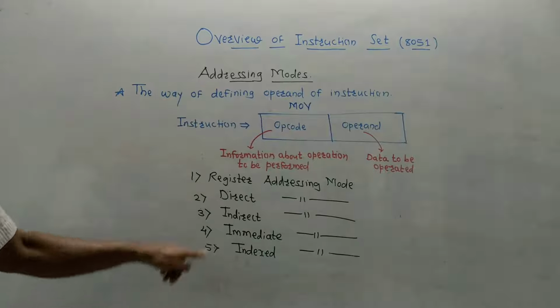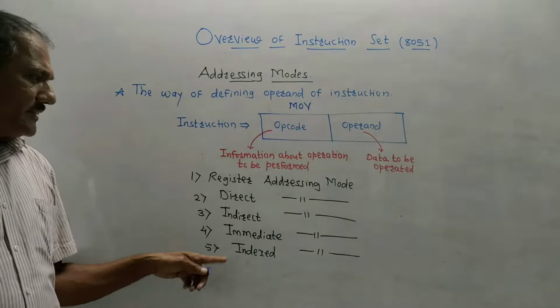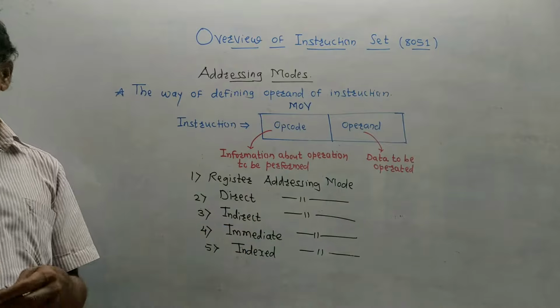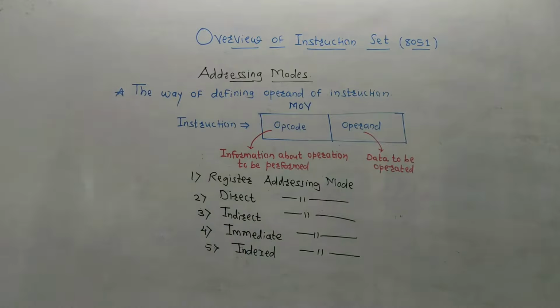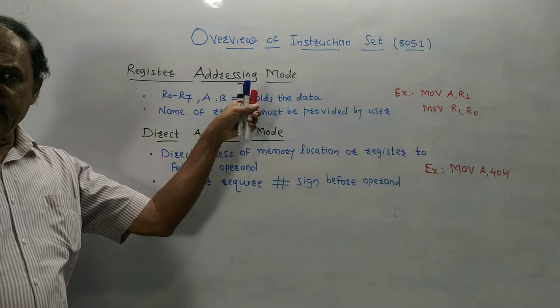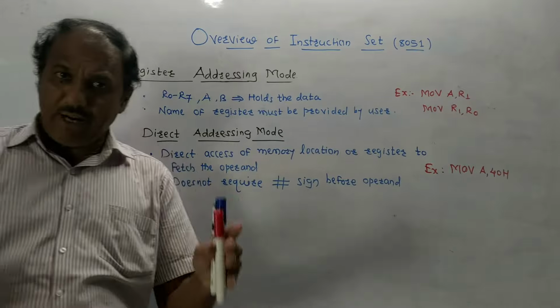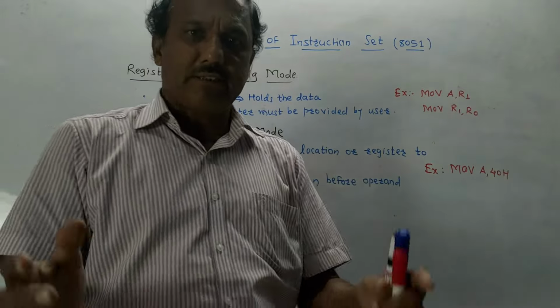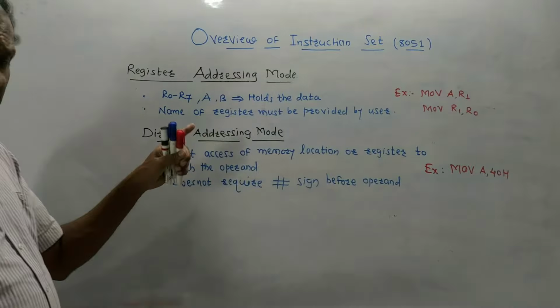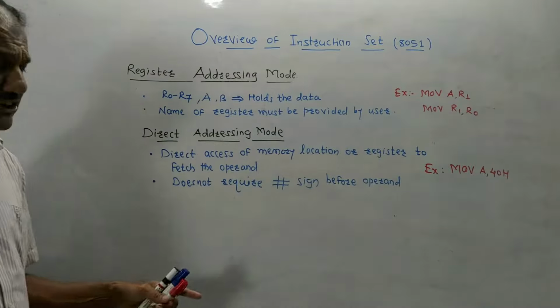Then there are different types of addressing modes. This is the list of addressing mode: register addressing mode, then direct, indirect, immediate and indexed addressing mode. We'll discuss each type of addressing mode in detail. The first type is register addressing mode. In this case, the operand we have discussed, operand means the data which is to be operated, so the operand must be stored in one of the registers.